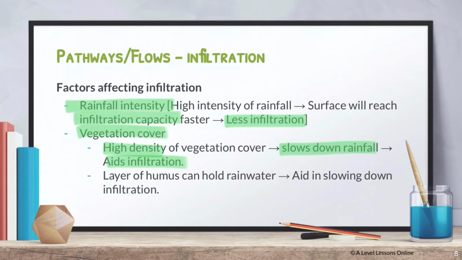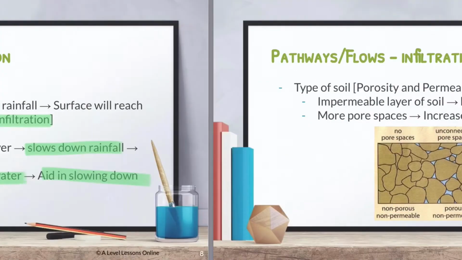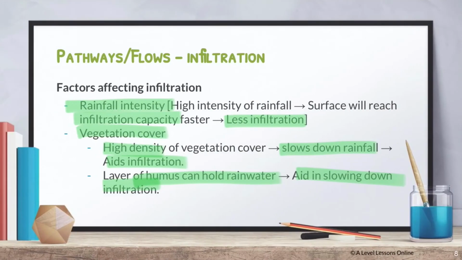A layer of humus can also hold rainwater. Humus is basically rather impermeable, hence it can aid in slowing down the infiltration as well. It would cause water to just flow on top before seeping in. It will take a much longer time. For those who don't know what humus is, it is basically decomposed matter.